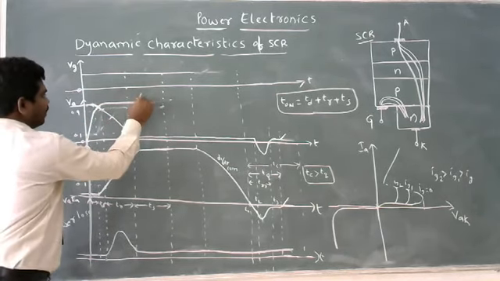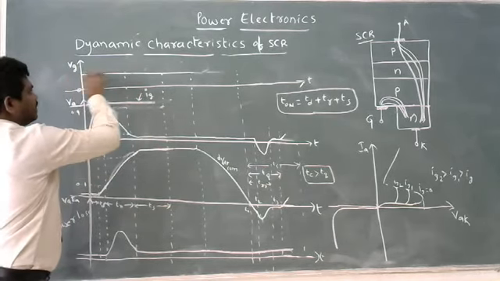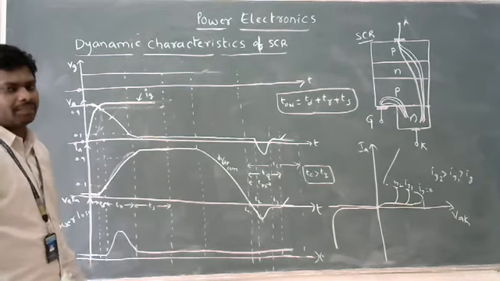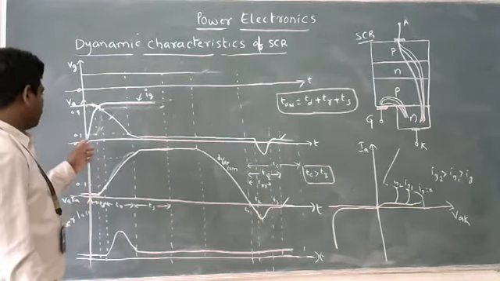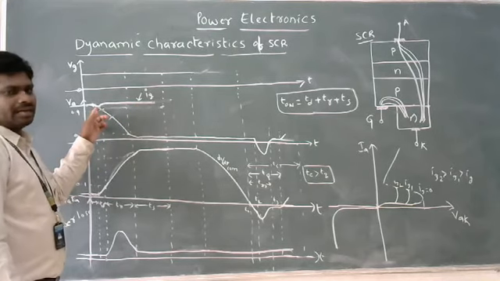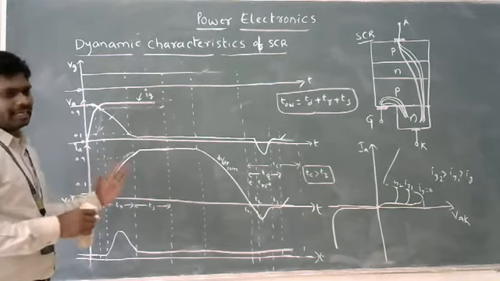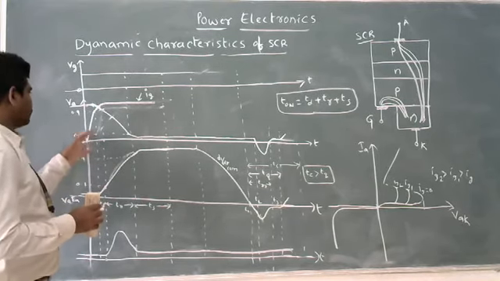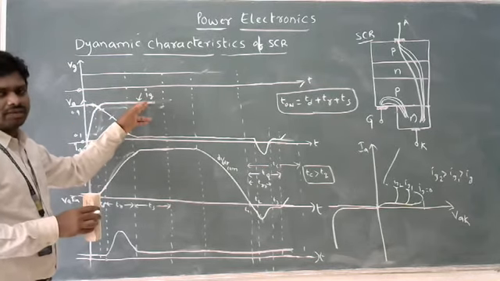This I am calling IG. This is IG, this is VG. VG is always a constant DC supply that I am applying across the gate and cathode terminals. But our current is going to be increasing. Since a resistance is kept between the gate terminal and the source, it has a linear character, thereby increasing like this and reaching a constant value.